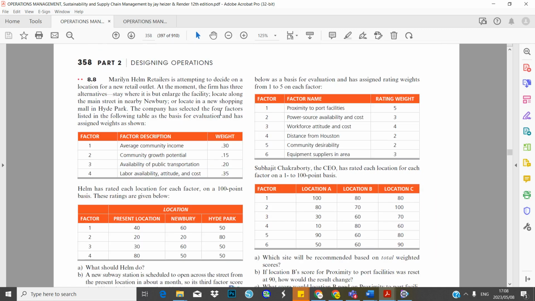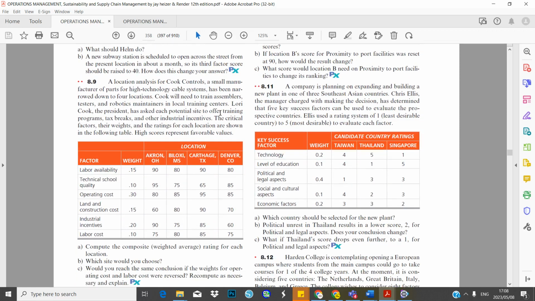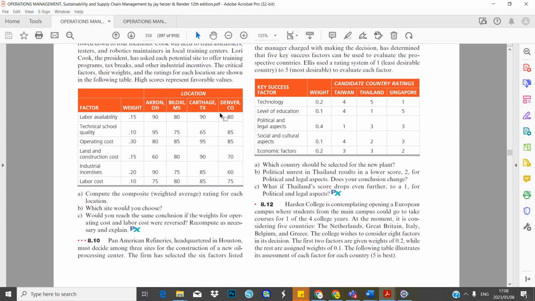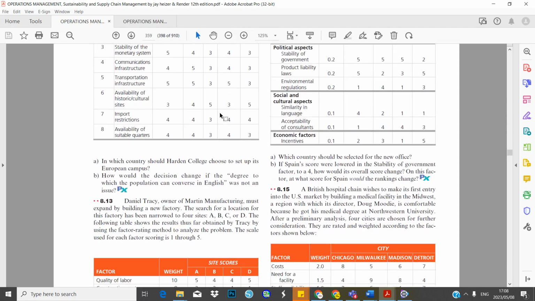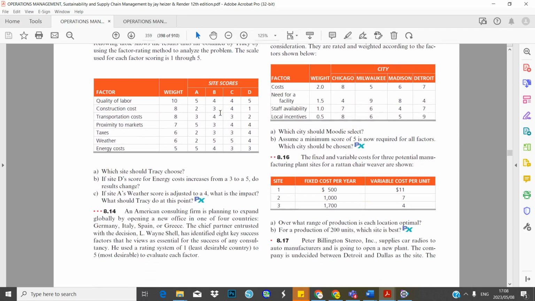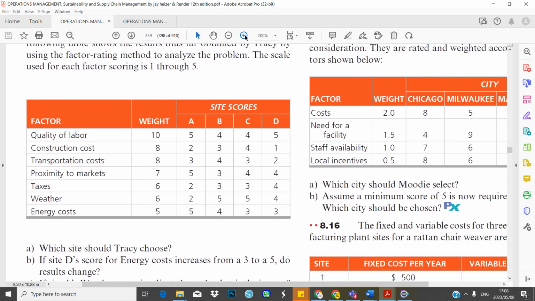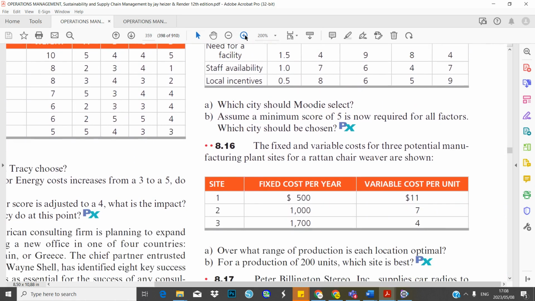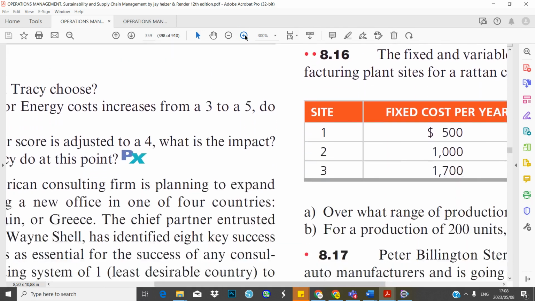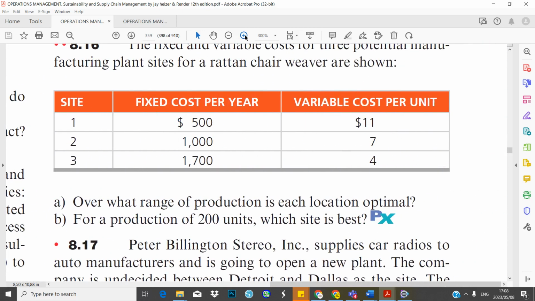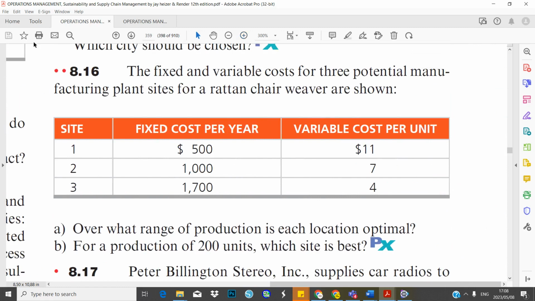Let's try. Okay, this is still factor rating. Let's look at 8.16. It's a cost and volume problem. It says that the fixed and variable costs for three potential manufacturing plant sites are shown. So we have the different locations.